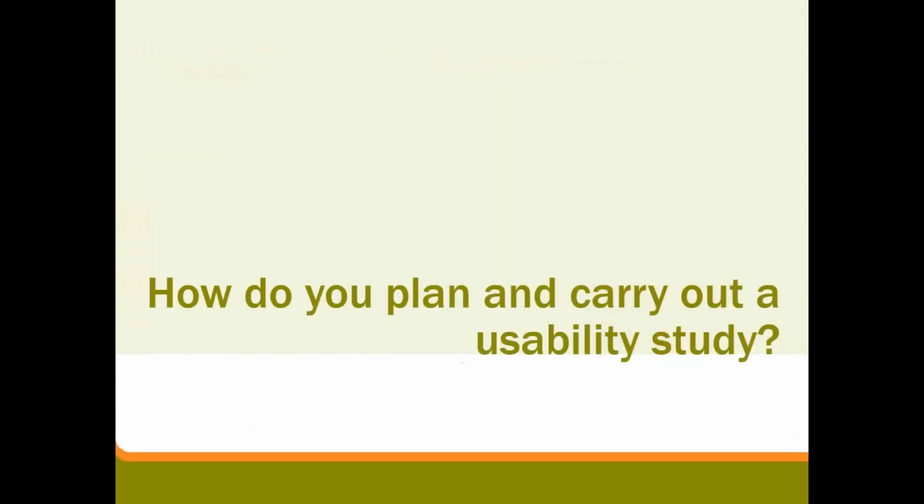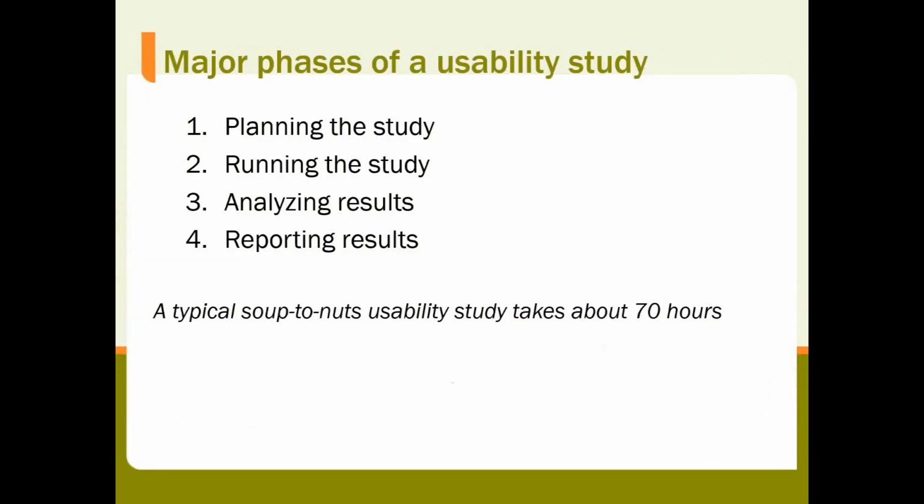So how do you plan and carry out a usability study? Well, there's really four high-level phases of a usability study. First, you're planning it. Then you run it, which includes moderation. Then you analyze the results, and then you report the results. If you're doing a usability test from scratch, you should budget, as the person running it, moderating it, and handling all these phases, about 70 hours for the effort of your own time, not everybody else, just your time. So it's a fairly big commitment, and you really do need to understand how to do it correctly to make sure you're getting good results.